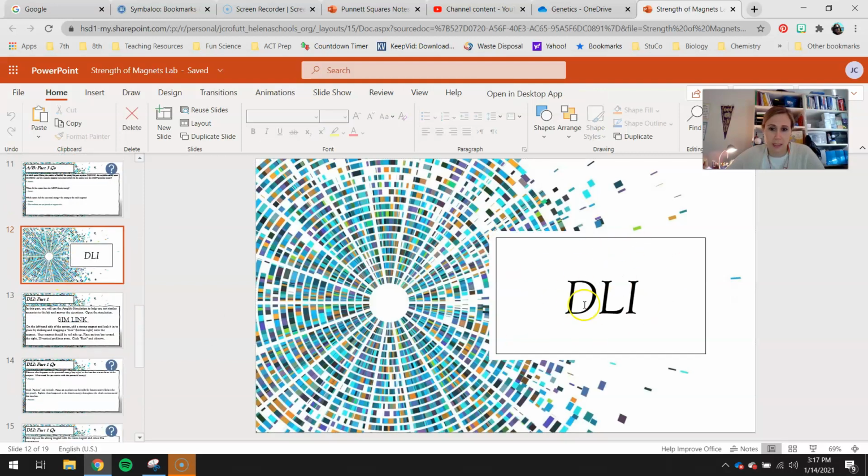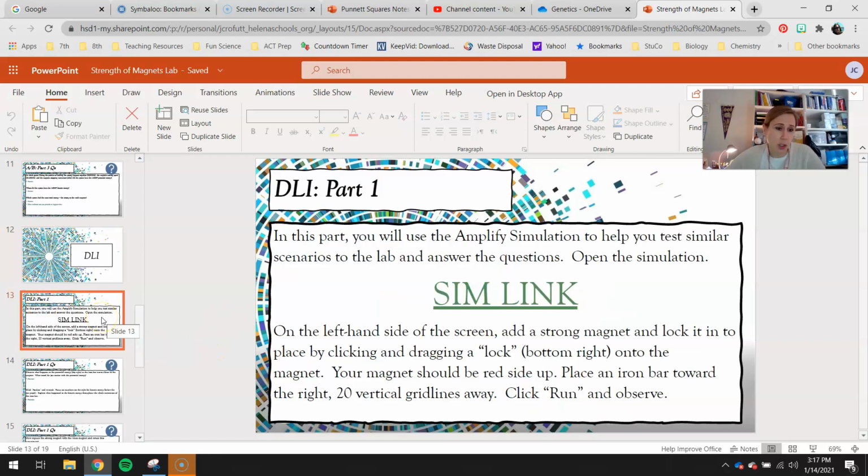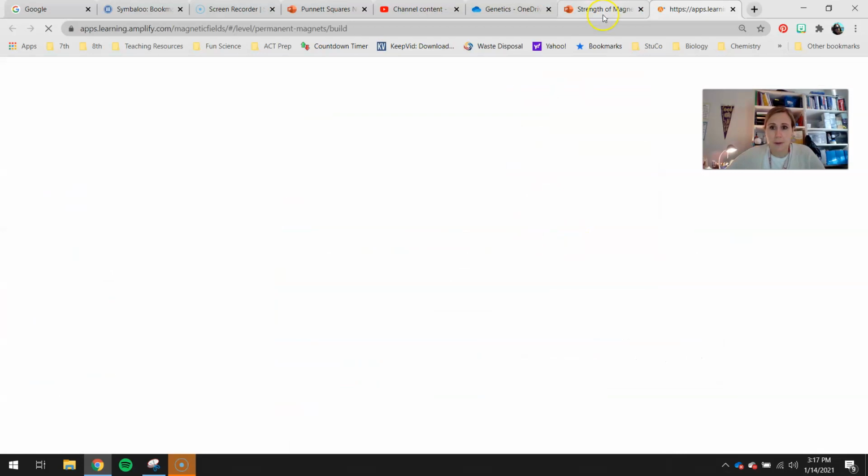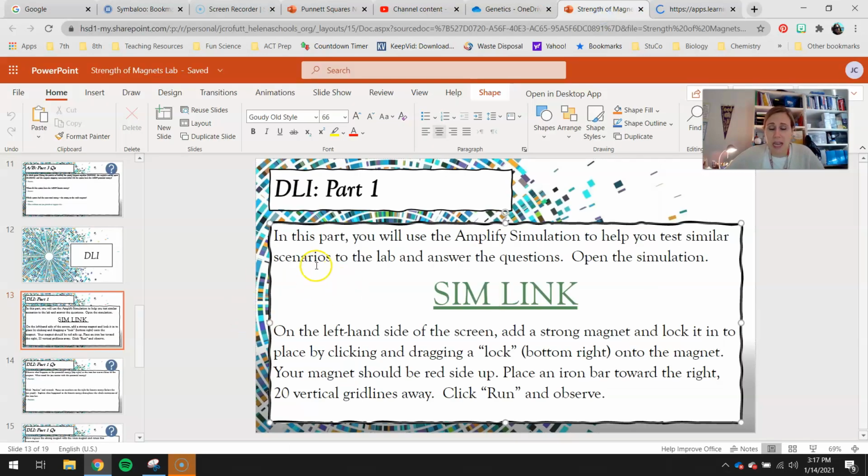So here is your lab for today. There are 2 parts for you to be doing today. For part 1, you will open the sim link by right clicking on it and hitting open link. In this part, you will use the Amplify simulation to test similar scenarios to what the AB kids are doing in class today, and then you will answer the questions.